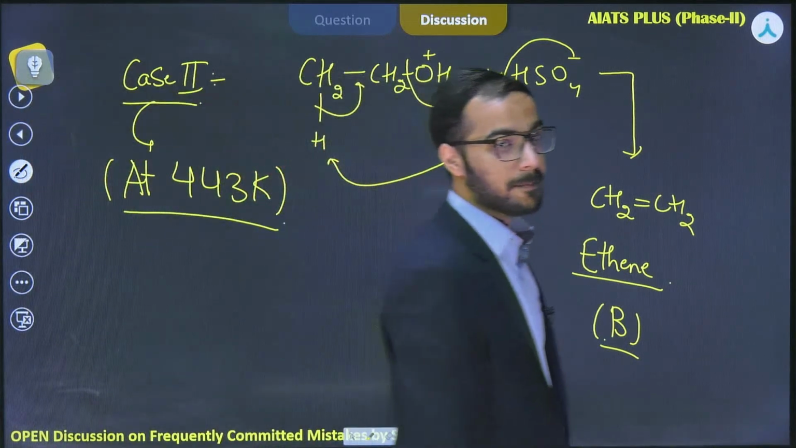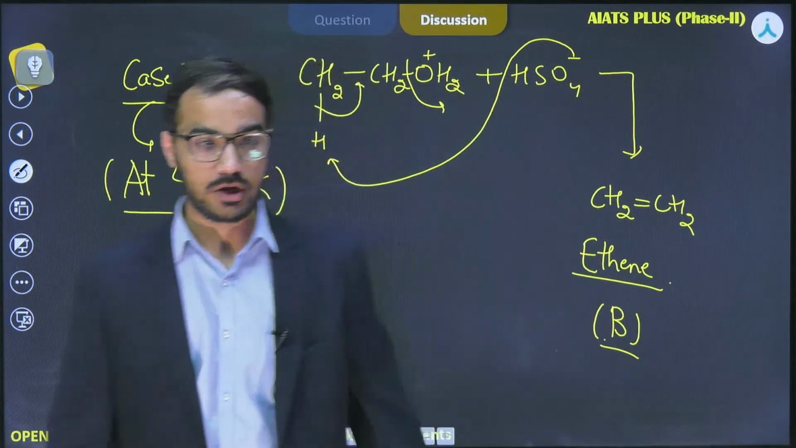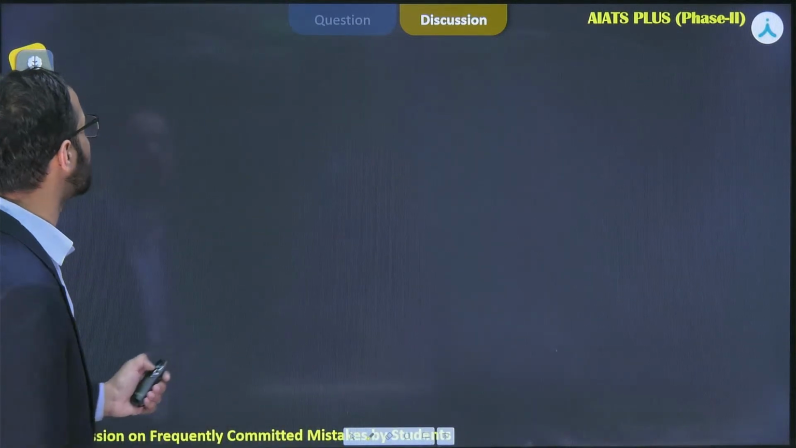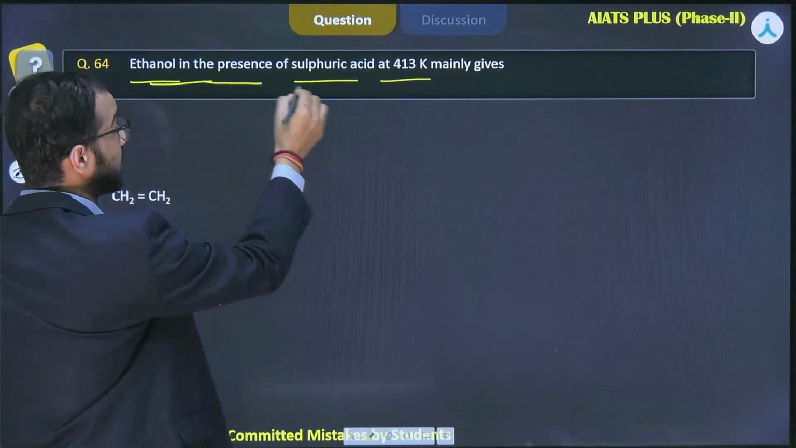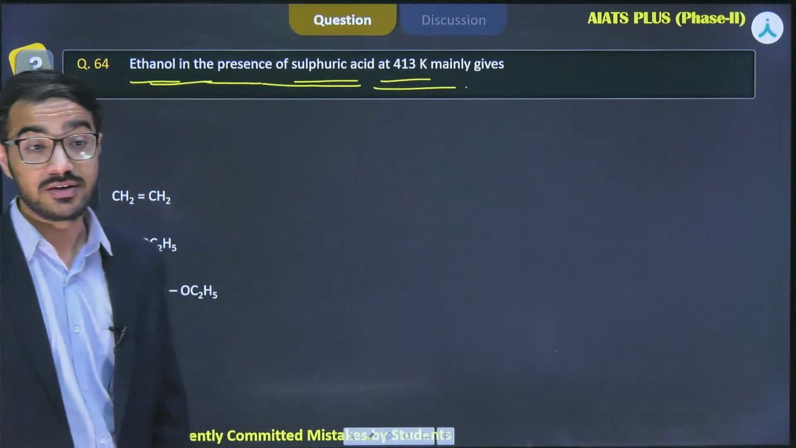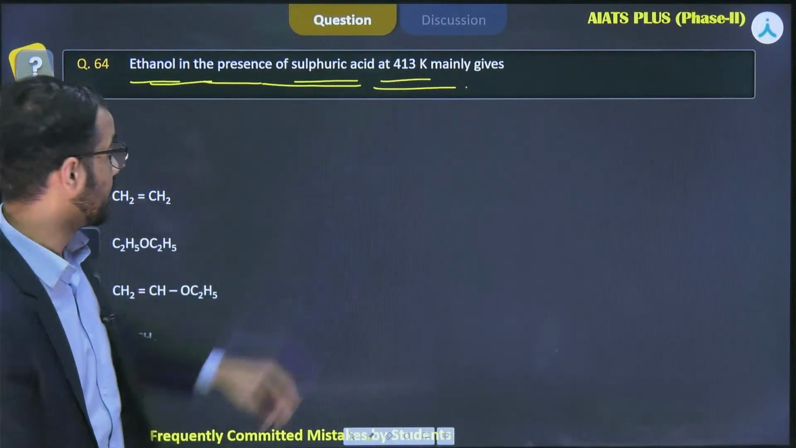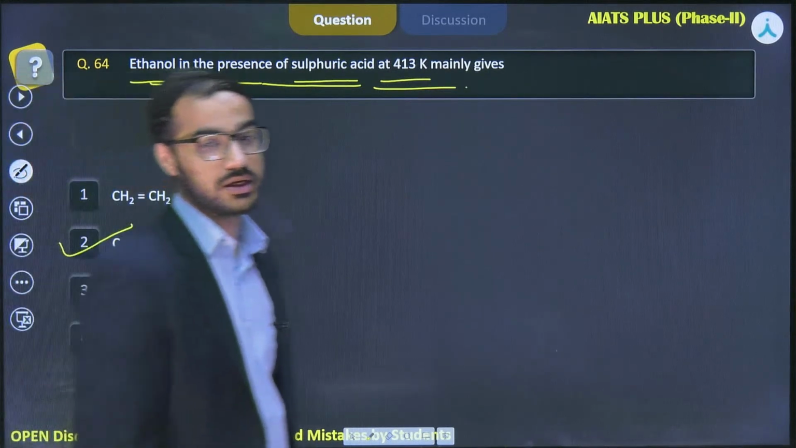Is it clear? Okay, let's go back to the question, and what does the question suggest? Now, ethanol in the presence of sulfuric acid at 413 Kelvin mainly gives, this is 413 Kelvin, it means the product is diethyl ether.